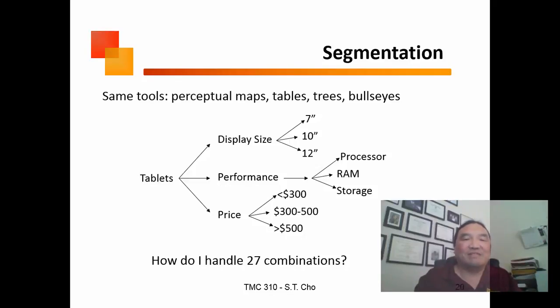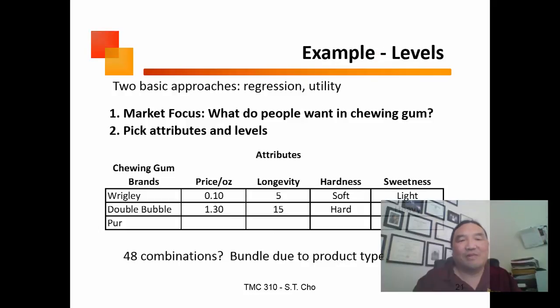You use the exact same tools in terms of segmenting features as you do in segmentation of markets. And that's that you can use trees, you can use bullseyes. The thing is, when you have lots of different combinations, how do you handle 27 combinations? And that's what you figure out, which are more important and which are less important. And so an approach of that is actually doing conjoint.